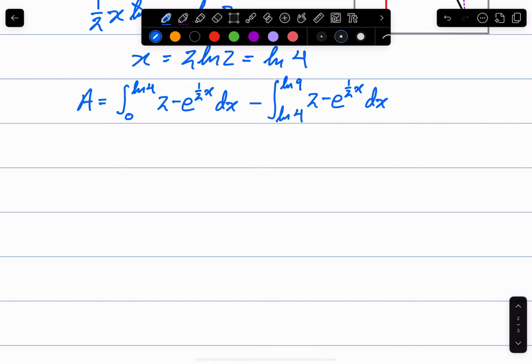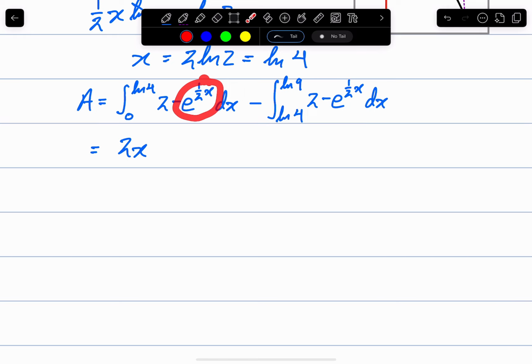So the integration of this, the integral of 2 is 2x. The integral of e to the power of half x is always itself.